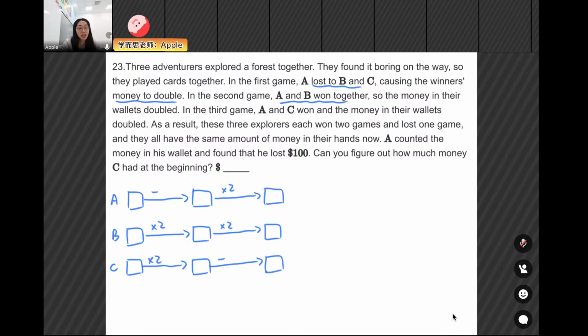Then in the third part, A and C won the money. So here, A and C double. What about B? B will lose something. So here, minus.